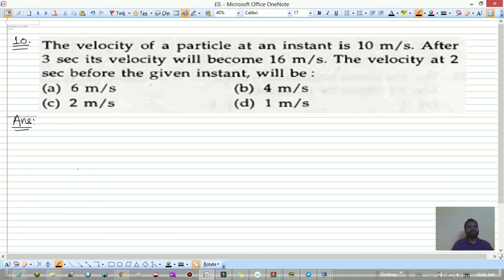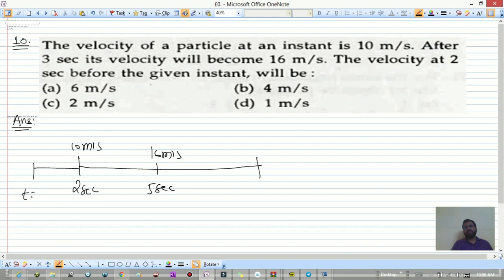Next, the velocity of a particle at an instant is 10 meter per second. After 3 seconds, its velocity will become 16 meter per second. What is the velocity at 2 seconds before the given instant? Let us consider that at an instant, at 2 seconds, we have 10 meter per second velocity. After 3 seconds, that is 5 seconds, its velocity becomes 16 meter per second. We want the velocity at t is equal to 0 seconds. V is equal to what?